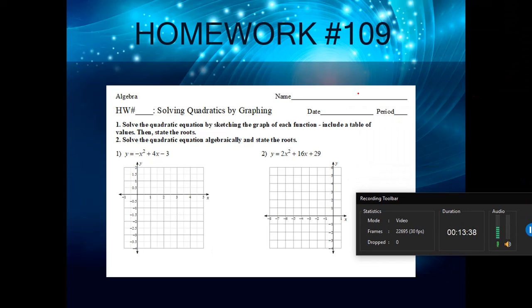This is homework number 109. It says solving quadratics by graphing. Make sure you go through and answer part 1 and part 2. There's a lot of white space on there for you to do your work.